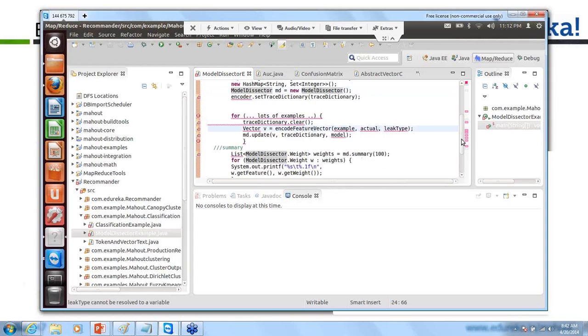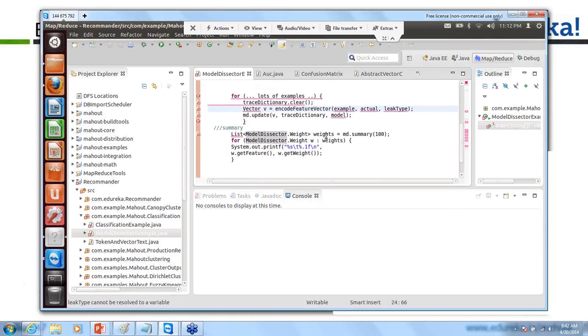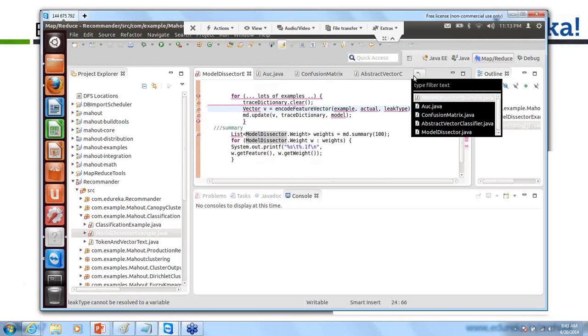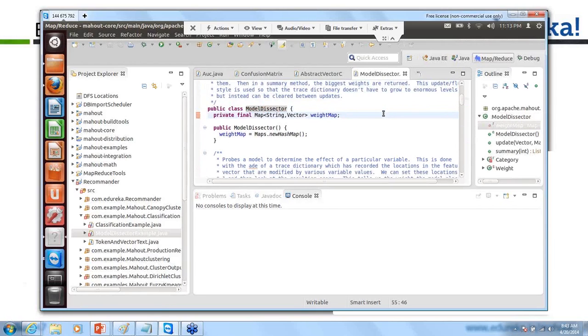Leak type is nothing but your target leak type values, and then in the end it will give you the summary of the features which are having weight on the calculated output. It will tell you that this feature has this much weight, and that weight is how it affects your model output. You can see this in the definition of the model dissector class itself if you examine this API.